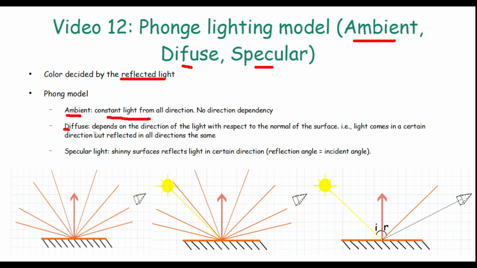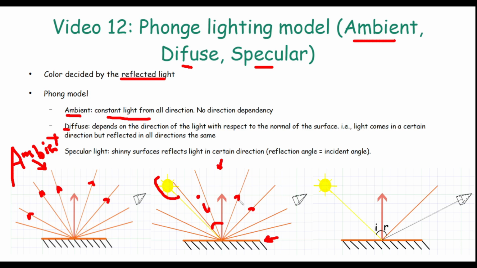Then we have the diffuse element. The diffuse element depends on the direction of the light source, as you can see here in this image. This image here represents the ambient, where, as you can see, I did not put the light source and the reflections of the light are in all directions. Here we have a light source which emits in all directions. However, regarding our surface here, the light will come with a certain angle to the normal of this surface. And this angle we call the incident angle. And then this light will reflect in all directions. So the reflection of the light in any direction is the same.